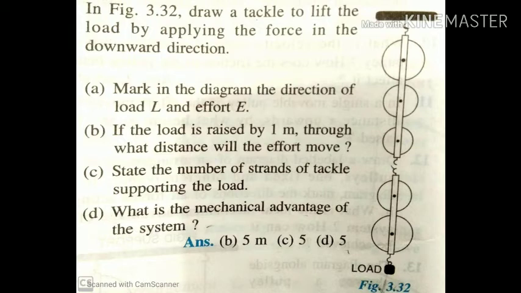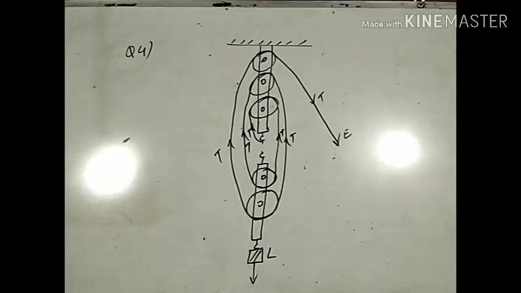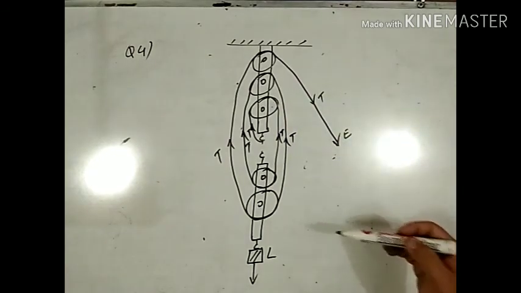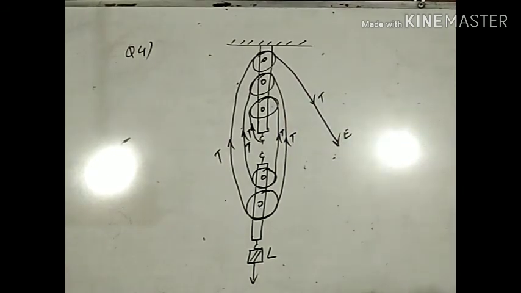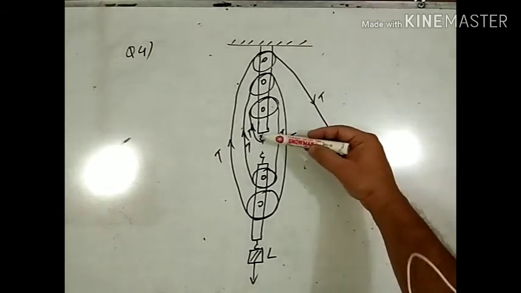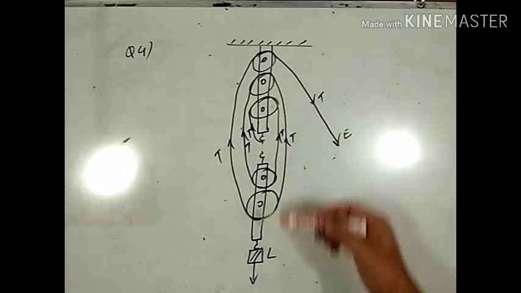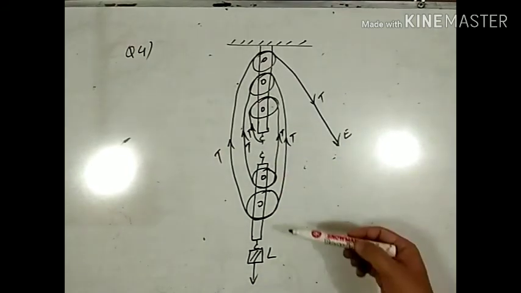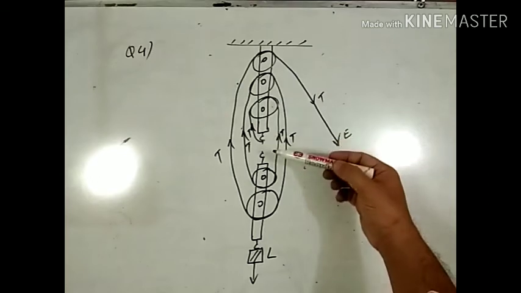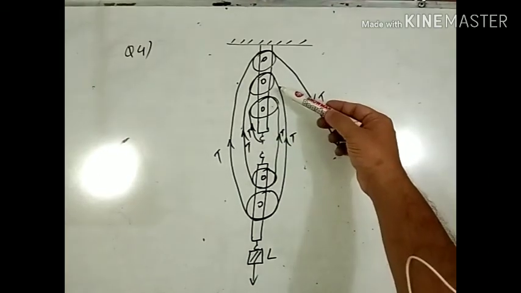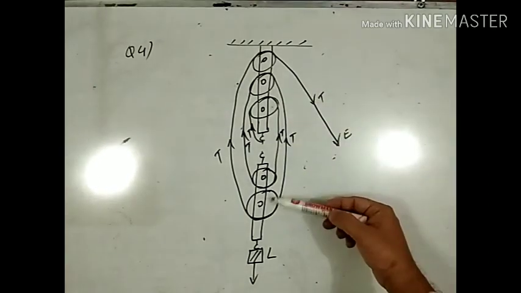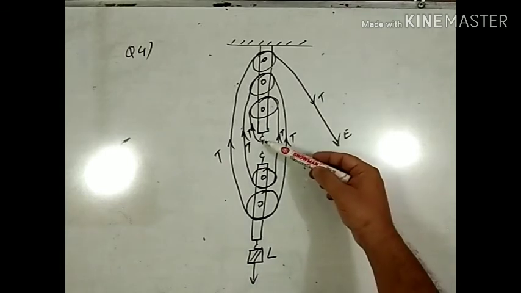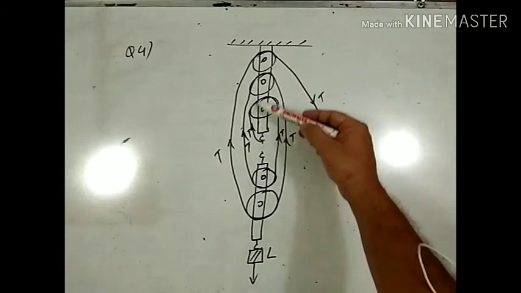You have to first draw the tackle to lift the load. Now have a close look at the diagram drawn on the board. The first task is to draw a tackle to lift the load. So now let us try to pass the rope around the pulleys. We have studied that when the number of pulleys is more in the upper block than the lower block, we have to start from the hook of the upper block.